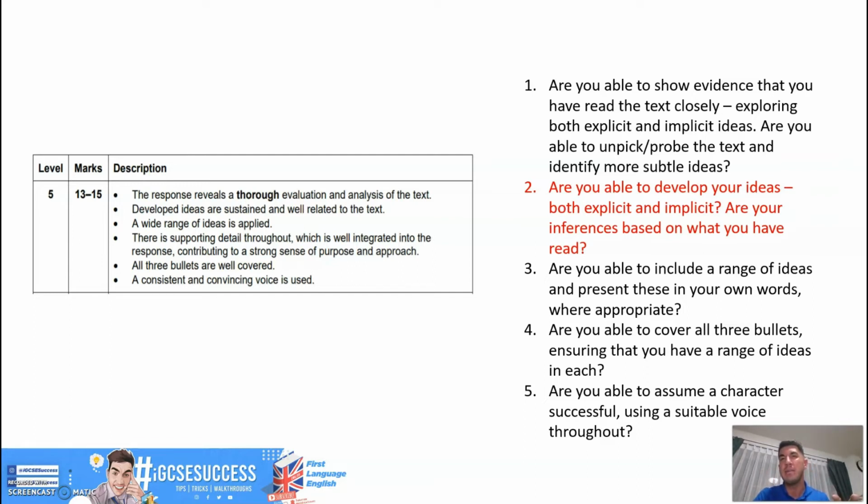Number 3, are you able to include a range of ideas and present these in your own words where appropriate? Number 4, are you able to cover all 3 bullet points, ensuring that you have a range of ideas in each? And number 5, are you able to assume a character successfully? You know that thing that I was saying before about proofreading your work, using a suitable voice throughout.